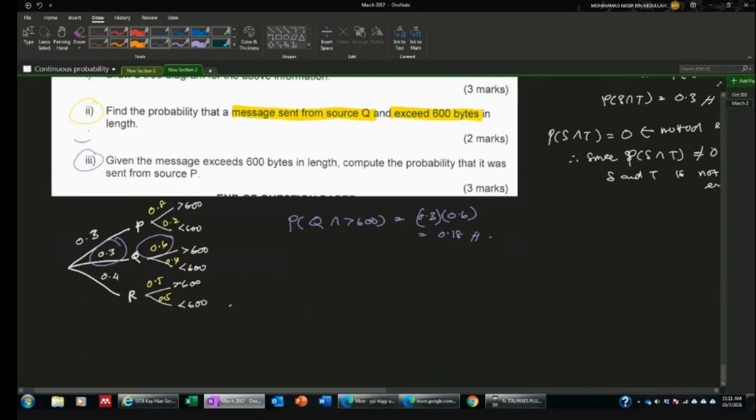And then next, given a message exceeds 600 bytes in length, compute the probability that it was sent from source P. So remember, this is probability of P, this is probability of Q, and this is probability of R. And this is probability of more than 600 given P. This is probability of more than 600 given Q. And this is also probability of more than 600 given R. Very basic.